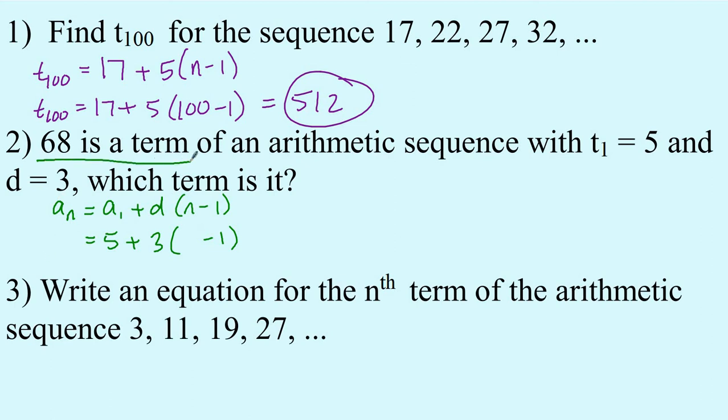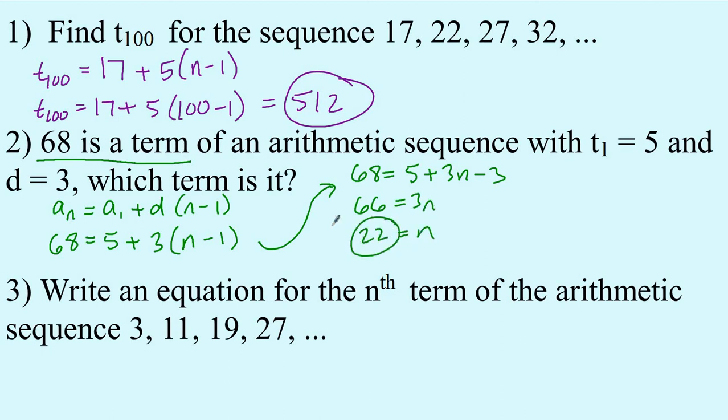68 is a term. Okay? That's standing in line. That's not the 68th term. It is a term. So it doesn't represent n. That represents A sub n. We want to know which term, so we want to figure out what n is. So we got to work it out. All right, we do 68 plus 5, not plus 5, what am I doing? 68 equals 5 plus 3n minus 3. Let's see, so you get 66 equals 3n, 22 equals n.